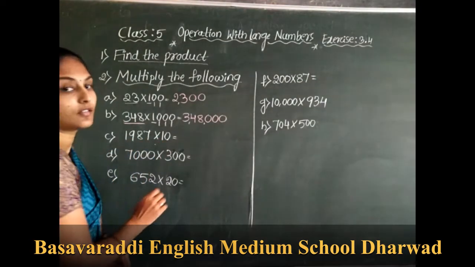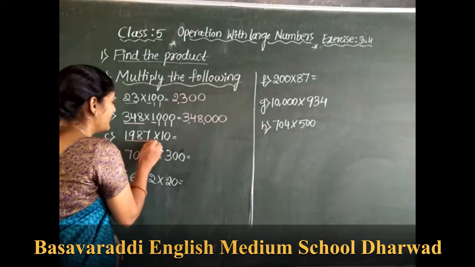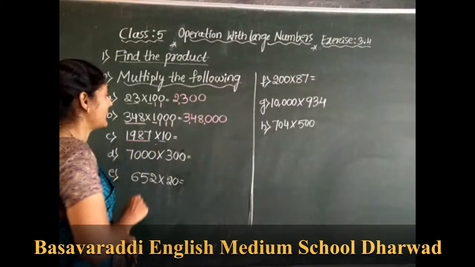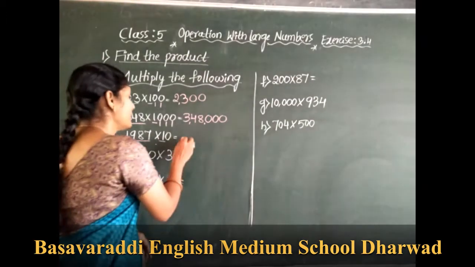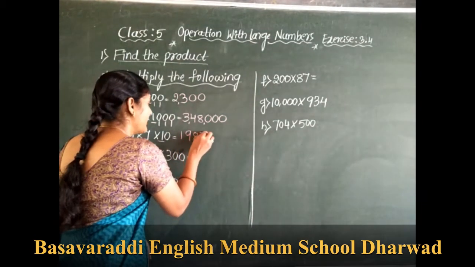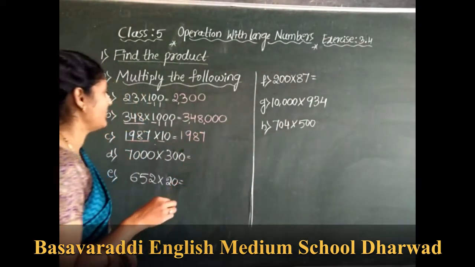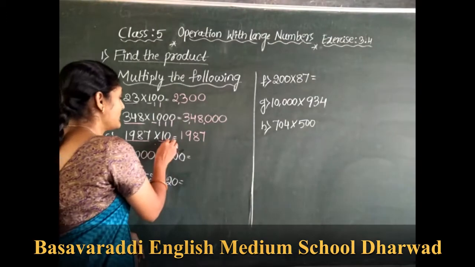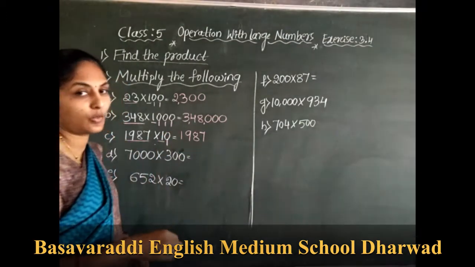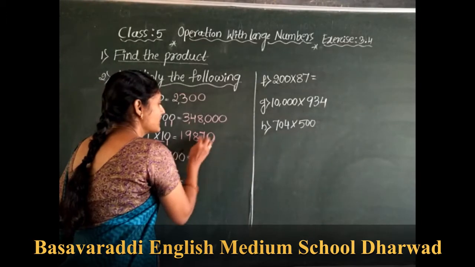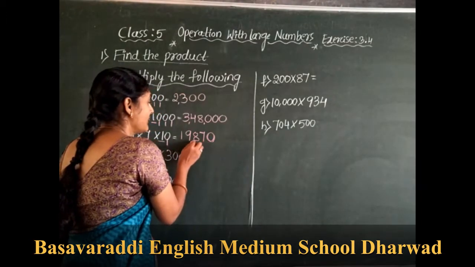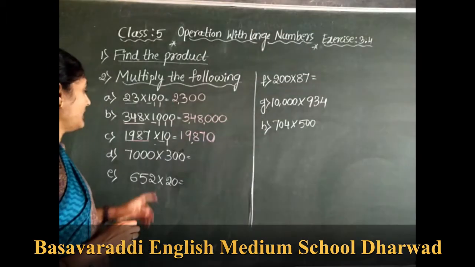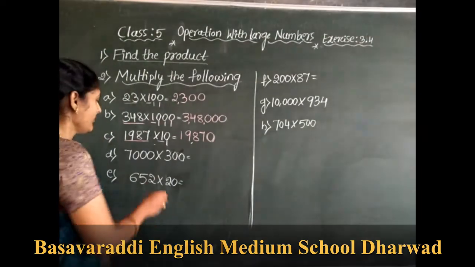The same. 1,987 into 10. First, what we have to do? We multiply the non-zero part first. 1,987 into 1 is equal to 1,987. Why? Because if we multiply 1 to any number, we get the same number. How many zeros there? Only 1. So put it in the second part. So what is the product there? 19,870.